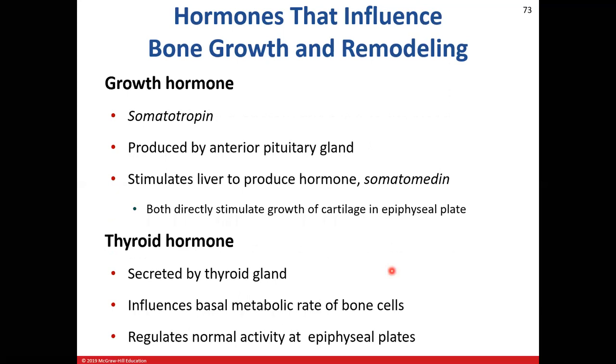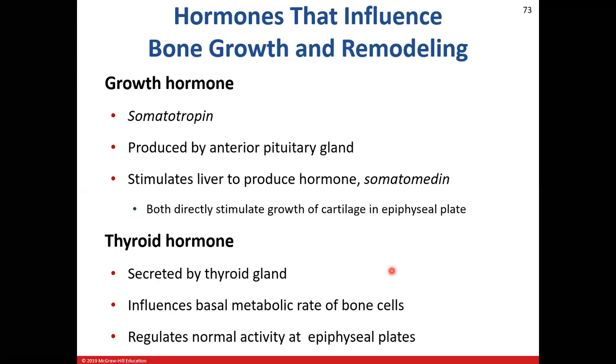So if we look at a couple of these, one of the first hormones we look at is called growth hormone, or somatotropin. And it's going to be produced by the anterior pituitary gland. And what somatotropin does is it stimulates the liver to produce another hormone. And the secondary hormone is called somatomedin. And both of these hormones directly stimulate the growth of the cartilage within the epiphyseal plate. And this is oftentimes what is given in children that may have some growth issues. They try to stimulate the growth by giving growth hormone.